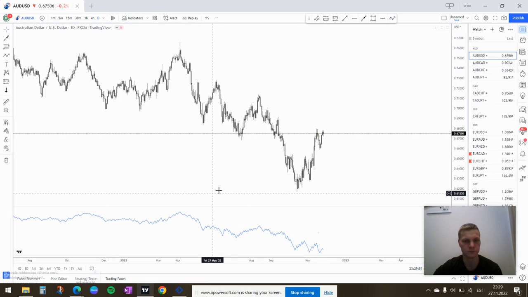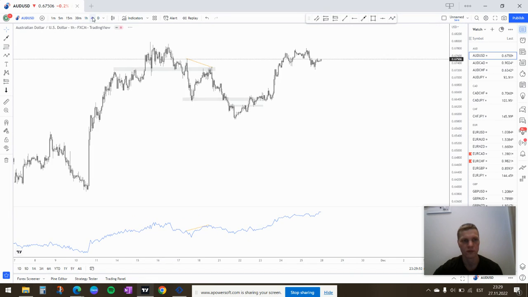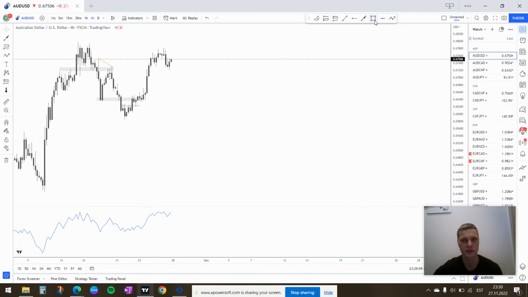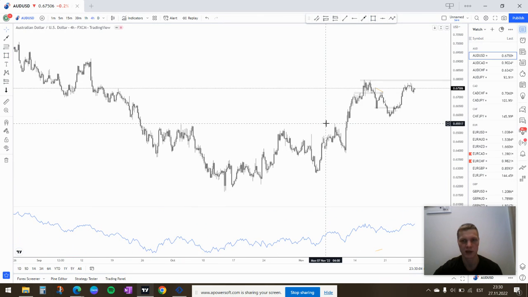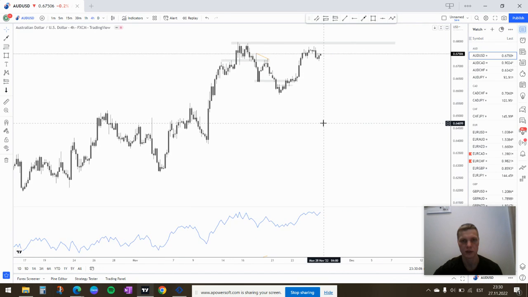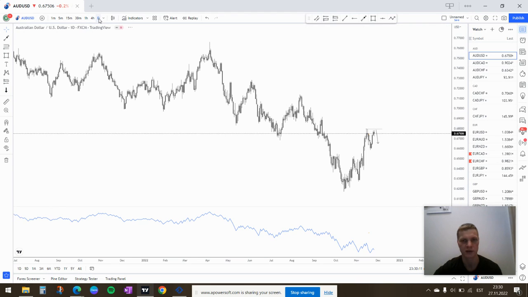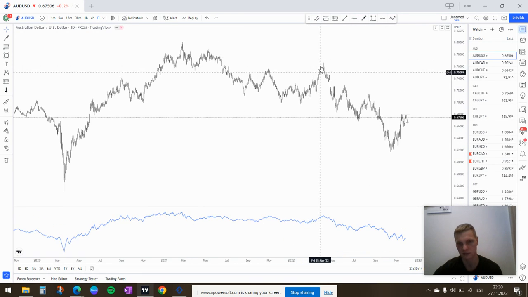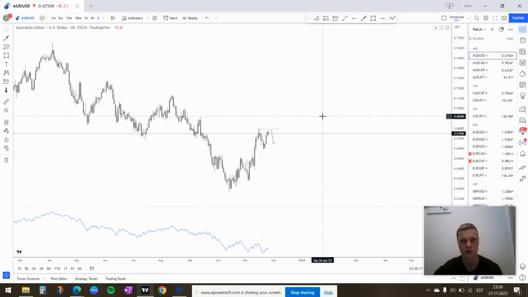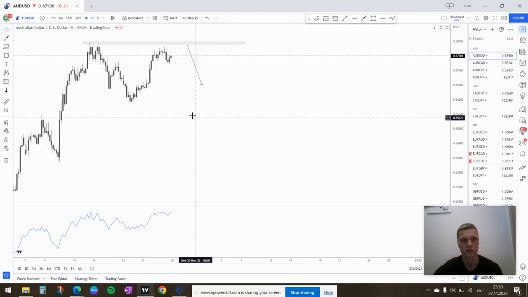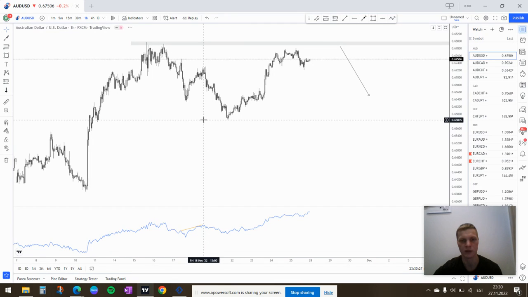For AUD USD, if this comes to these highs, makes some kind of a divergence, then I might look for a sell because on the higher time frame it is in a downtrend structure. So we'll be keeping an eye on that. That's pretty much all I can say about AUD USD.